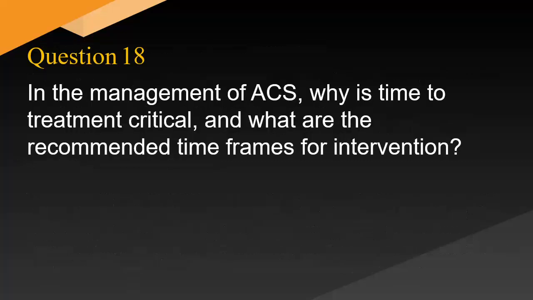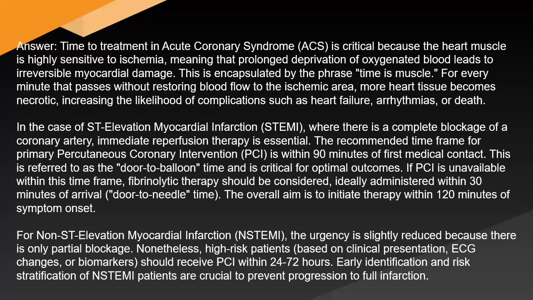In the management of ACS, why is time to treatment critical, and what are the recommended time frames for intervention? Answer: time to treatment in acute coronary syndrome (ACS) is critical because the heart muscle is highly sensitive to ischemia, meaning that prolonged deprivation of oxygenated blood leads to irreversible myocardial damage. This is encapsulated by the phrase "time is muscle." For every minute that passes without restoring blood flow to the ischemic area, more heart tissue becomes necrotic, increasing the likelihood of complications such as heart failure, arrhythmias, or death.